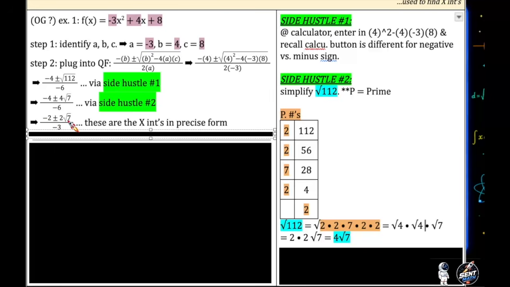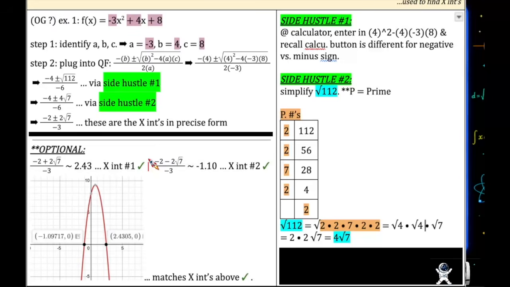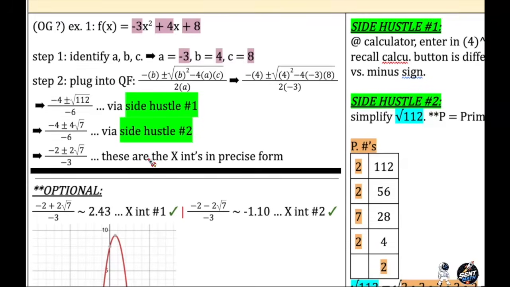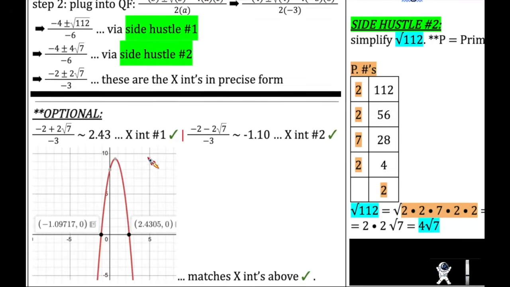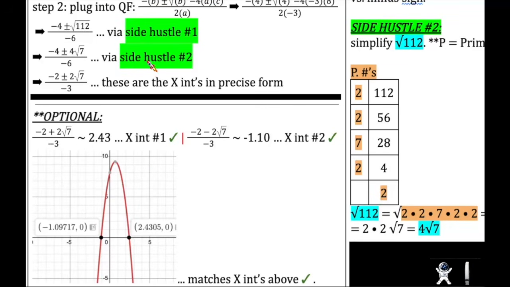Okay, now this next part's optional. What I like to do is put this in Desmos because I'm a visual person and I want to see how the graph looks, and more importantly, what the x-intercepts are. Okay, now let's zoom in.